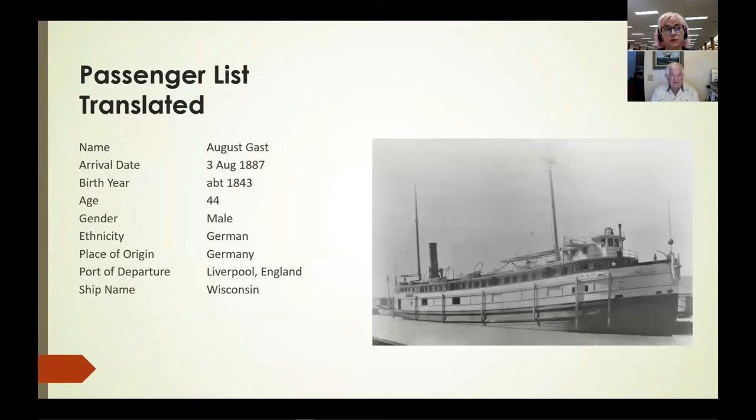Now, if you don't like reading the script, it also has the passenger list translated, and you can get that information. August Gast, arrival date on the 3rd of August, 1887. He was about 44 years of age, born in 1843, male, ethnicity, which that's a hard word for me, I'm sorry. German, place of origin, Germany, port of departure, Liverpool, England, and the ship was the Wisconsin. And I did go out online and I did find an image of the Wisconsin that was used back in that time to transport passengers from Europe to the United States.